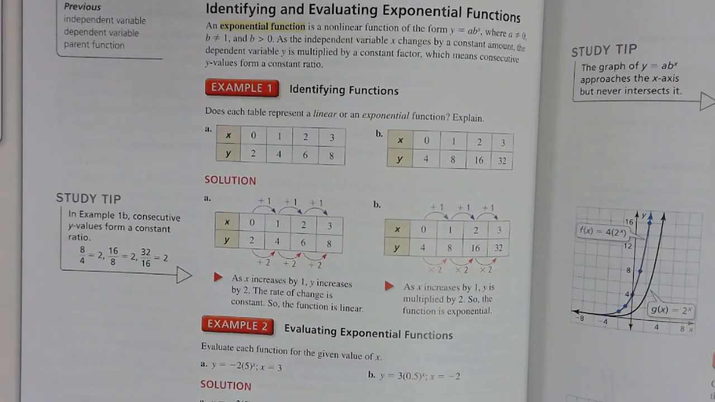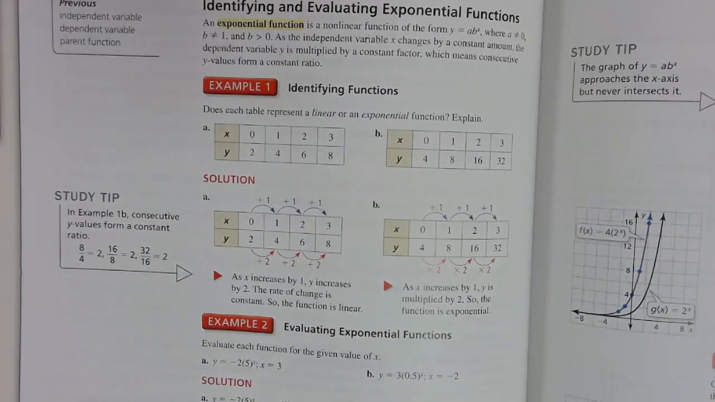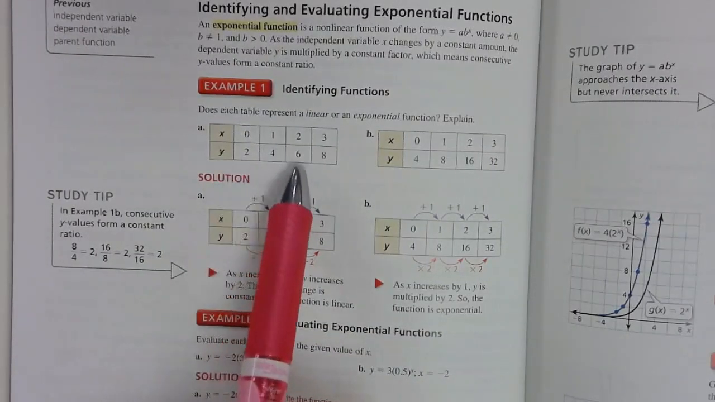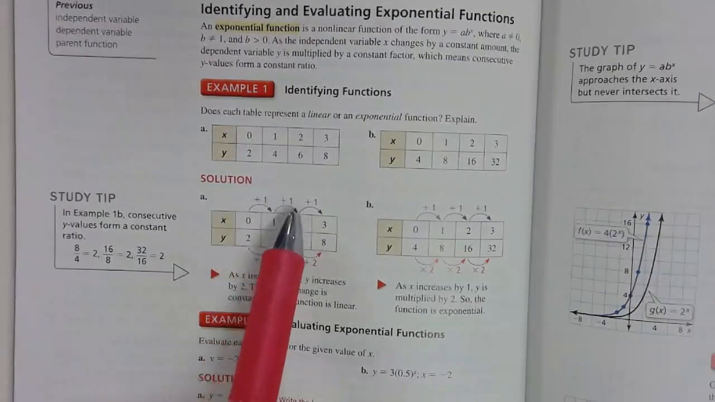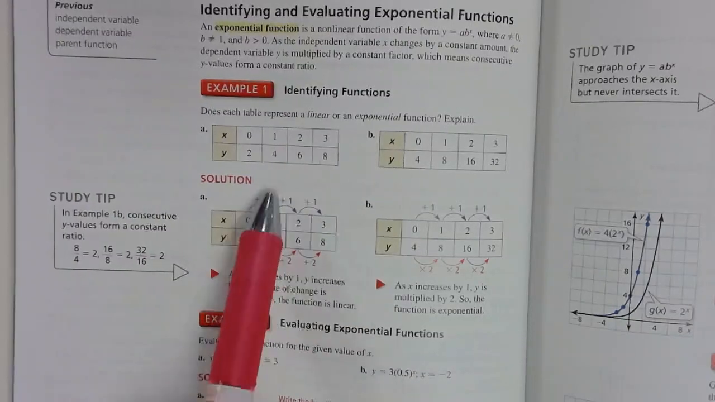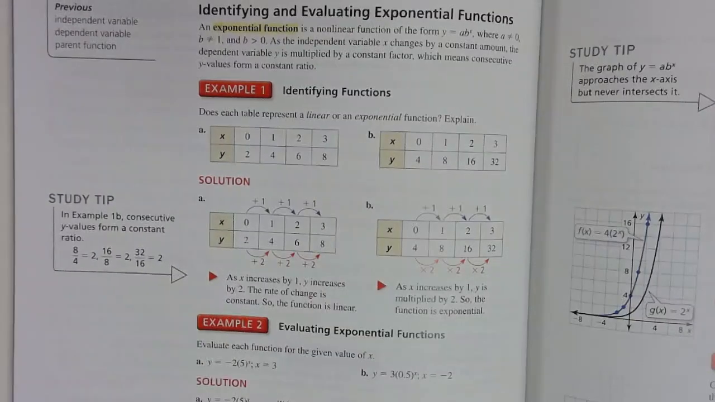Alright, so let's look at these tables and see if we can identify if it's a linear or an exponential function. Now remember, a linear function, what is constant there? The rate of change, the slope. Perfect. An exponential function is not constant. It increases at a rapid rate. Let's look at the first one. The change of y, which is 2, over the change of x, which is 1. Each of these changes was always 2 over 1. So is this linear or exponential? Linear.